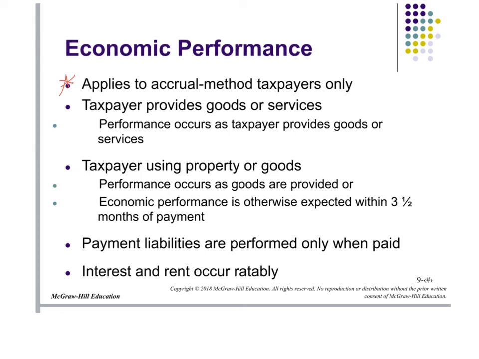If you're providing goods or services, then economic performance occurs as the taxpayer provides goods or services. If the taxpayer is using property as goods, performance occurs when goods or services are provided, okay, or economic performance is otherwise expected within 3.5 months of payment. All right. Payment liabilities are performed only when paid, and interest and rent occur ratably. Again, interest and rent. Okay. Remember, interest and rent disobey all the rules for the other methodologies we've talked about.